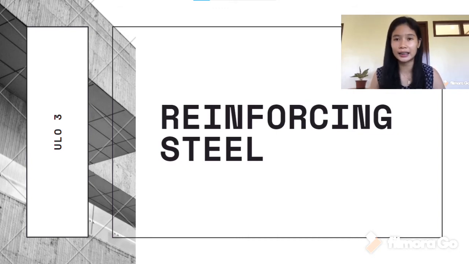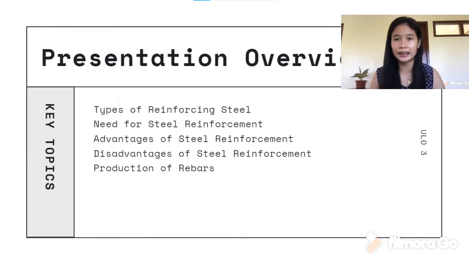As you can see, the topics are flashed on the screen. We have the types of reinforcing steel, need for steel reinforcement, advantages of steel reinforcement, disadvantages of steel reinforcement, and lastly, the production of rebars. So to start, what is reinforcing steel?